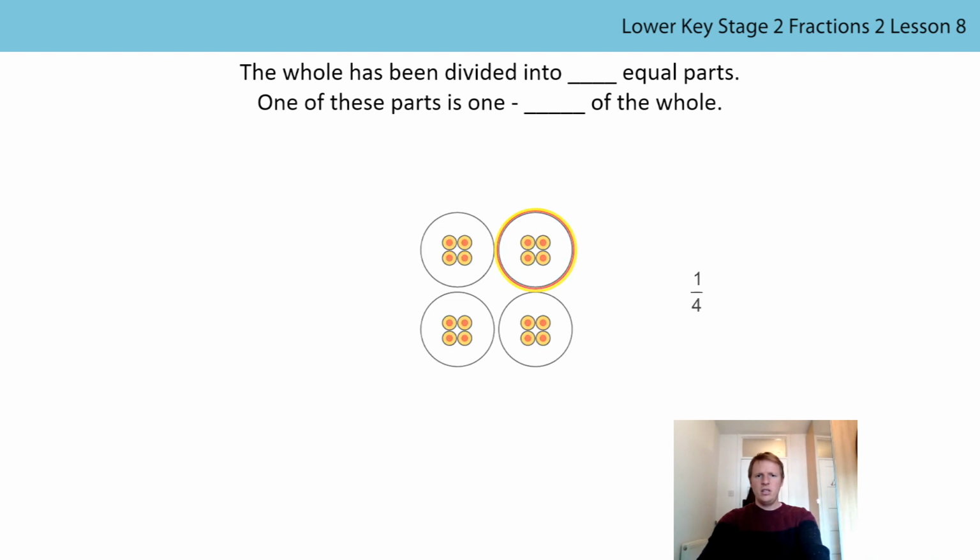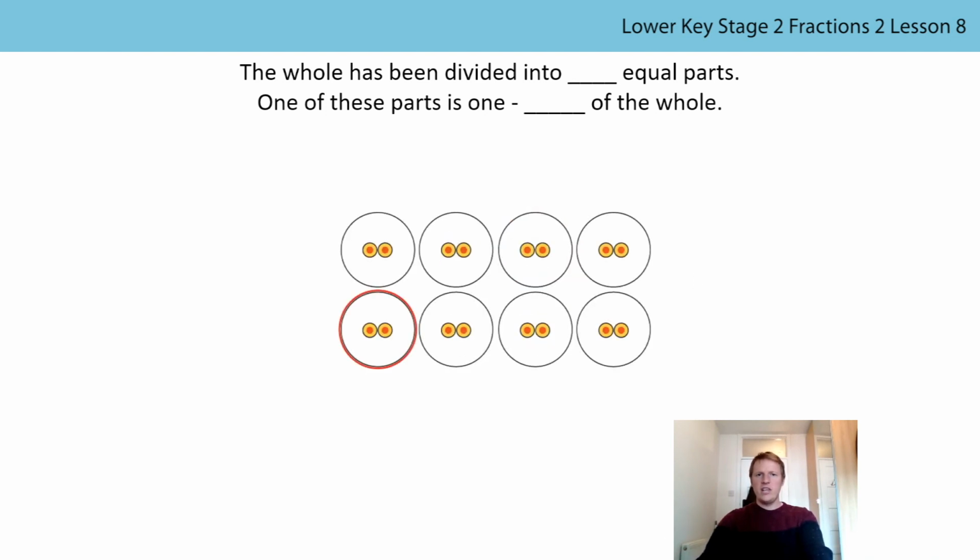I think so. Here is another way these 16 counters could be divided. There are 4 groups on top, another 4 groups below. 4 plus 4 is 8, so there must be 8 groups. Just check them quickly. Yep, they are all equal in size. So let's say those sentences together. The whole has been divided into 8 equal parts. One of these parts is 1/8 of the whole. I write 1/8 as 1 as my numerator, 8 as my denominator.